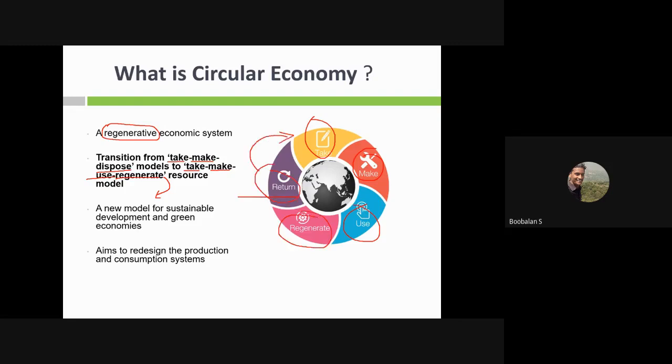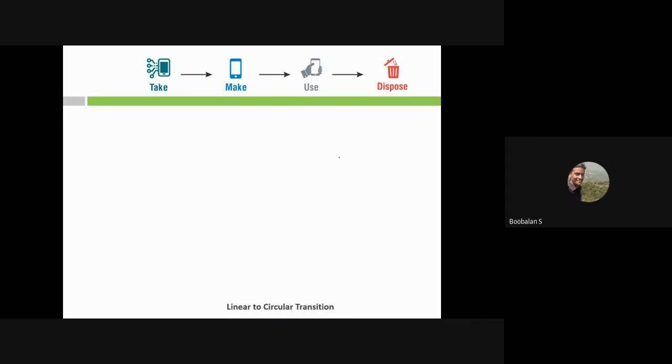And they will again scrap it, and they're just going to convert the scrap into raw materials. Raw materials, and they again use them to make a new product. This is why it's called circular economy. So this is the linear to circular transition. So the linear economy is called take.